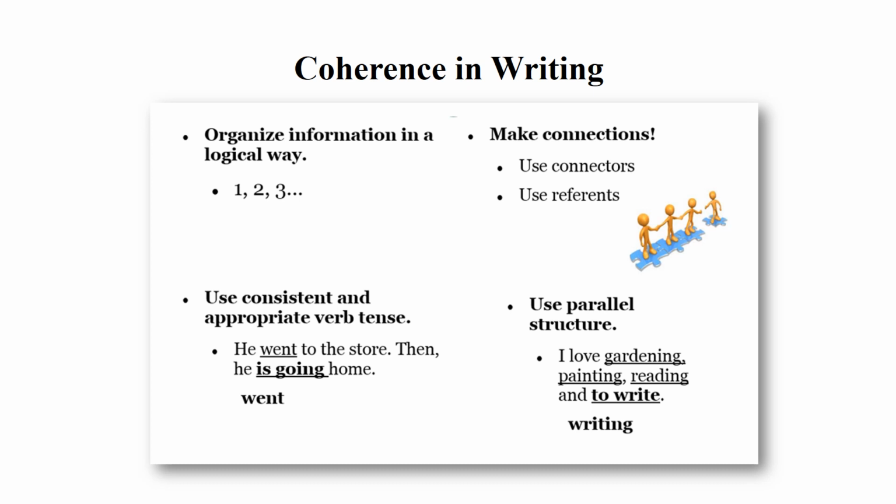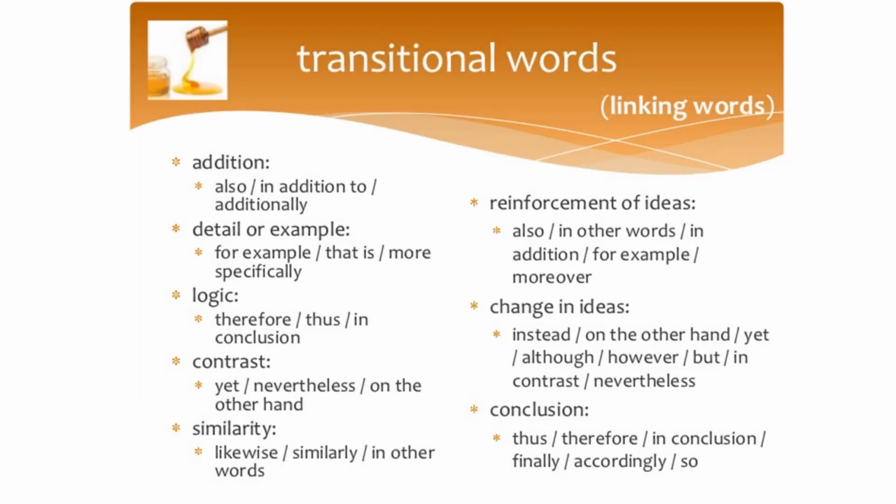You'll want to use parallelism in your writing to achieve coherence. I love gardening, painting, reading, and to write. No, I love gardening, painting, reading, and writing. Here are a group of transitional words that will assist you in ensuring that you possess coherence in your essay.